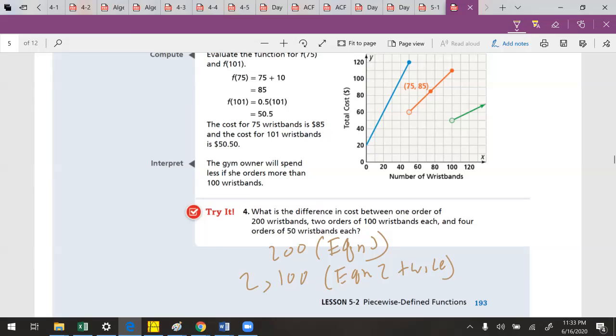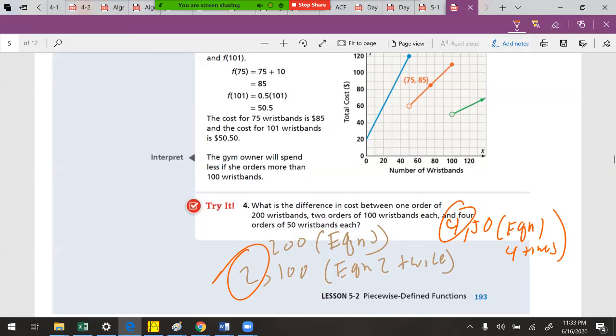But if you buy 4 orders of 50, you're then gonna use the first equation 4 times, because you're making 4 different orders. That 4 means you're making 4 different orders. That 2 means you're making 2 different orders. For the 200, you're only making 1, and that puts you in the more than 100 category. So the more that you buy in an instance, you're actually spending less essentially in this category. So here we go.